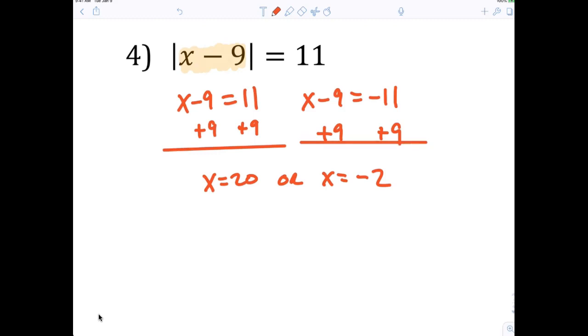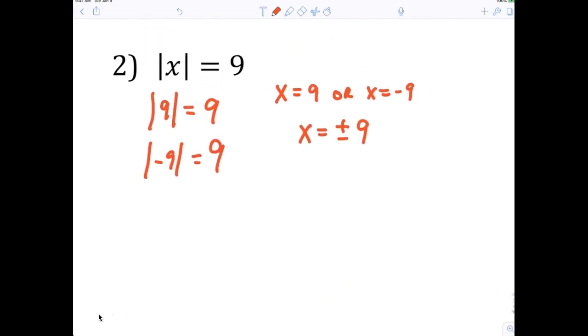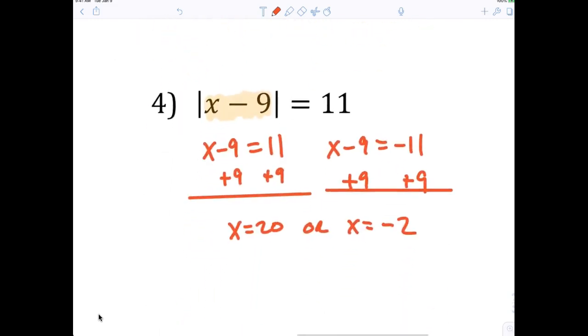Why is there a negative in front of the 11? Have you been listening? Come on now. You know I'm going to get on you because I think you're smarter. What did I say about number 2? Why are there 2 answers? Because one's going to be a positive. That's exactly right. So what I'm telling you in here, see if you understand me now.